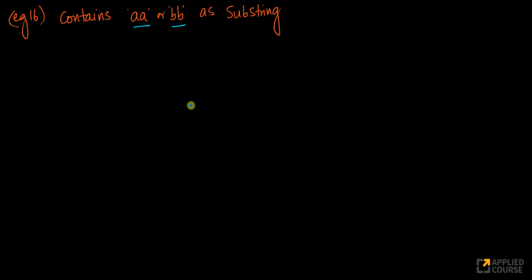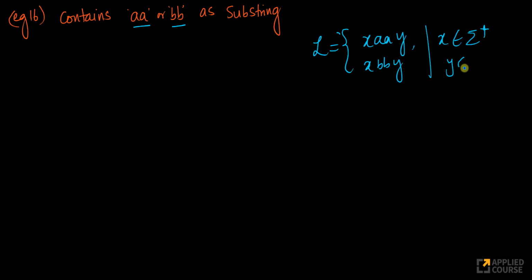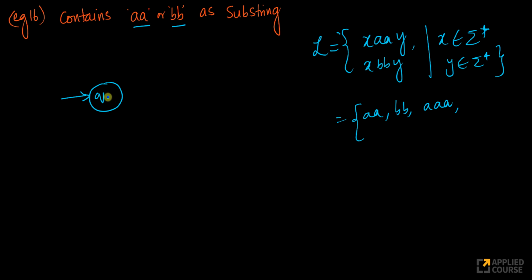Okay, so let's see. I want AA or BB as a substring. So my language will consist of XAAY or XBBY, such that X belongs to sigma star and Y belongs to sigma star. This is what my language will look like. So the language has to accept AABB, and it also has to accept AAA. We'll construct the basic diagram first for AA and BB. Again, we will try and keep the number of states as small as possible.